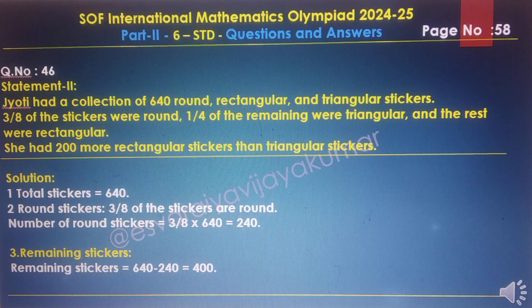Now statement 2: Jyoti had a collection of 640 round, rectangular and triangular stickers. 3/8 of these stickers were round, 1/4 of the remaining were triangular and the rest were rectangular. She had 200 more rectangular stickers than triangular stickers. The total number of stickers is 640. The number of round stickers is 3/8 times 640, which equals 240. The remaining stickers are 640 minus 240, which equals 400.